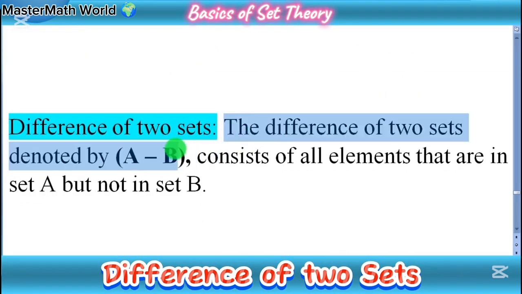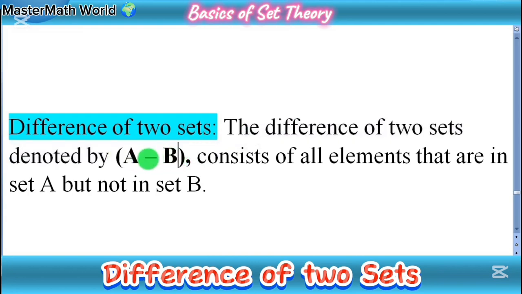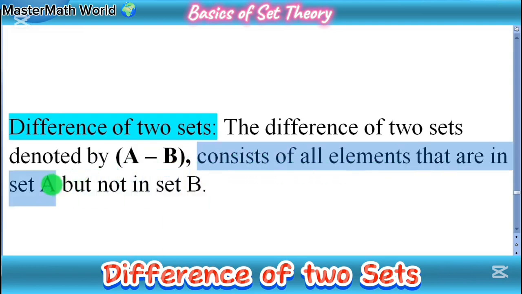The difference of two sets is denoted by A minus B. Here we have two sets A and B, and we have to find A minus B, which means A difference B. Similarly, you can find B minus A. So it's very simple. We have to find all the elements that are in set A but not in set B. Let's understand it with the help of an example.